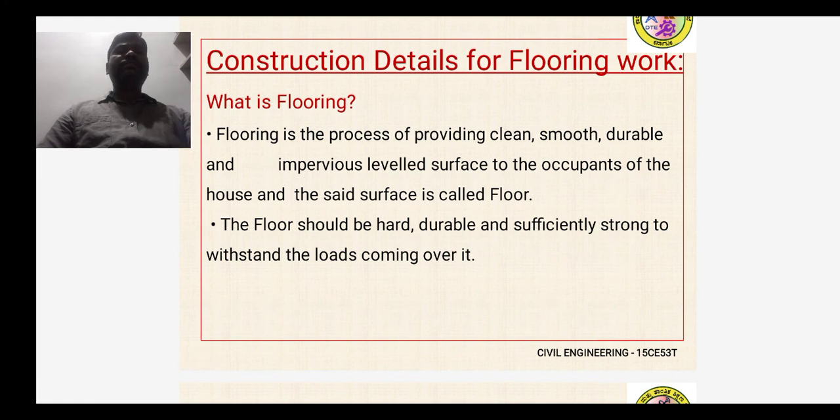Construction details for flooring work. What is flooring? Flooring is the process of providing a clean, smooth, durable and impervious leveled surface to the occupants of the house, and the said surface is called the floor. The floor should be hard, durable and sufficiently strong to withstand the loads coming over it.